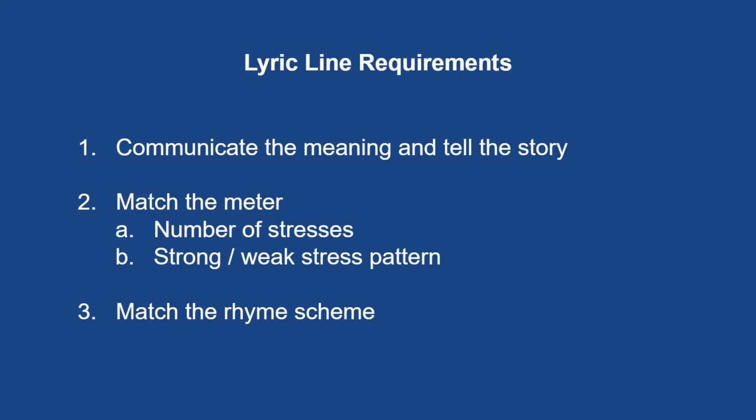So let's move into talking about how to fix problematic lyric lines. In order of importance, 1, a lyric line must communicate the meaning and tell the story. 2, it must match the meter, and 3, it must match the rhyme scheme. It's easy to come up with a lyric line that matches 1 or even 2 of these things, but to match all 3, that's where the puzzling aspect really comes into play, figuring out what meets all 3 of these requirements.